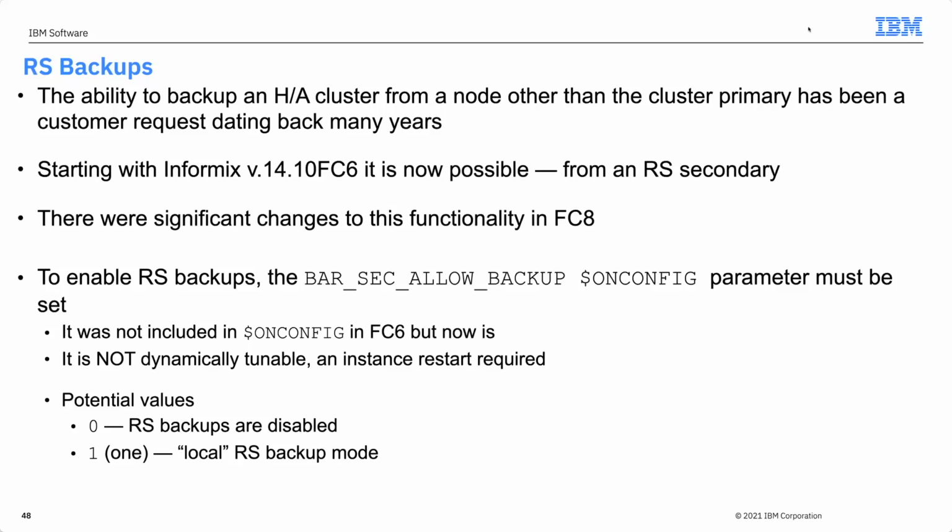In order to enable backup from an RS secondary, there is this onconfig parameter that you need to turn on. Originally in FC6, it was not there, but in FC8, it is now part of the onconfig file. And in FC8, there are only two values that you can use, either disable it or enable it. In FC6, there was another value that was possible, but like I said, it's no longer here.